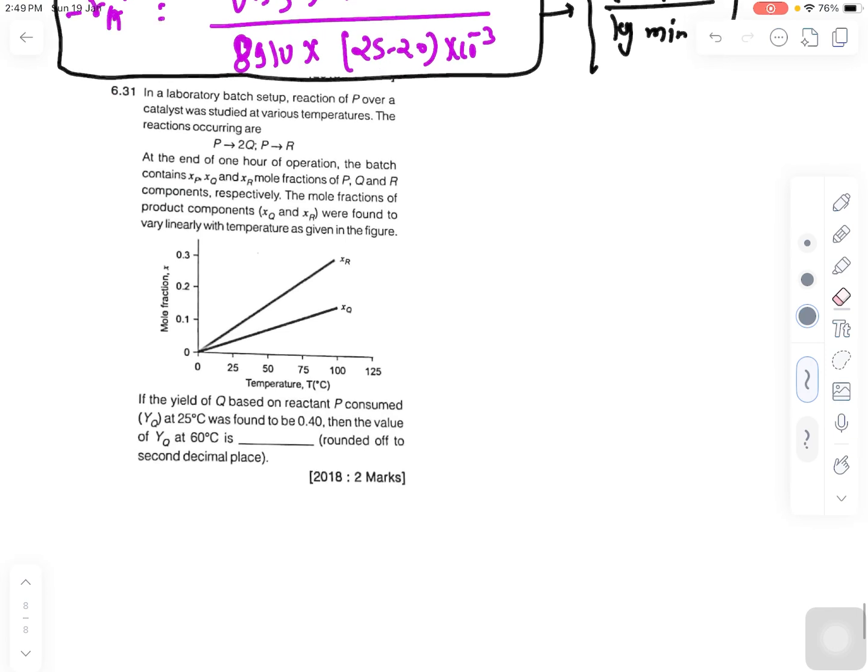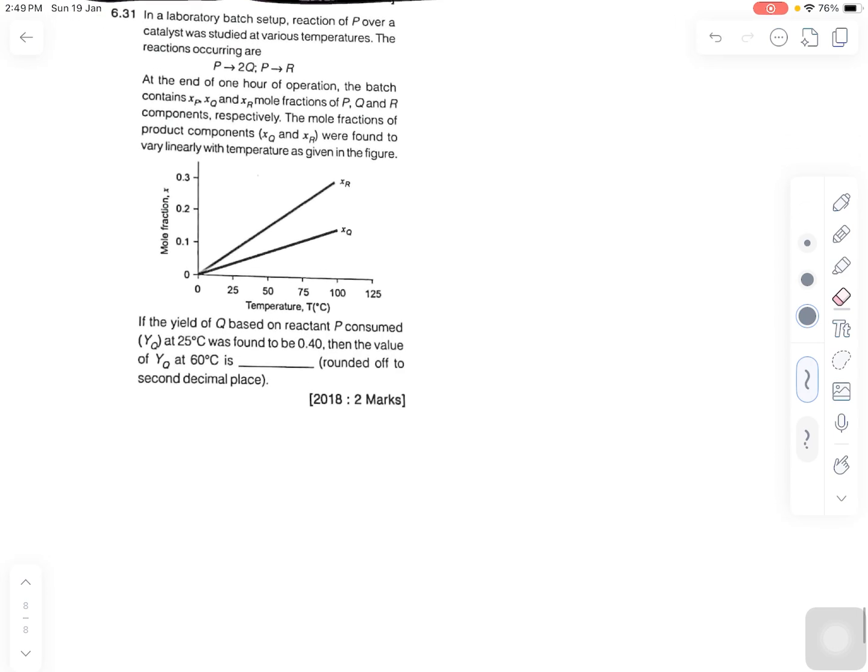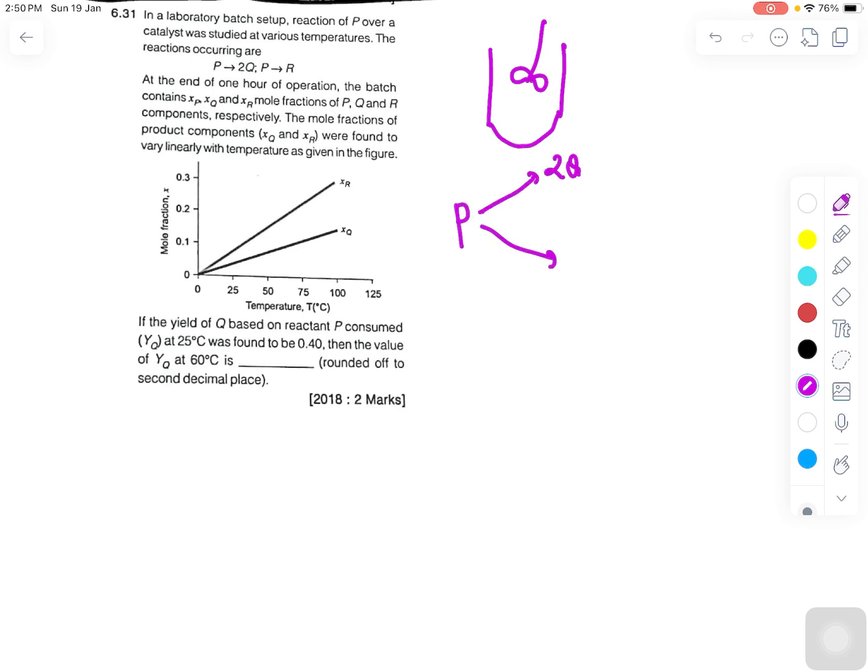Now moving towards the next question of today's discussion. This will be the last question of this lecture. In this problem, in a laboratory batch setup, you have a batch reactor. All of these things will be happening in a batch reactor. There is no input and no output in the batch reactor, and this reaction is a parallel reaction. P is getting converted into 2Q, and P is getting converted into R.